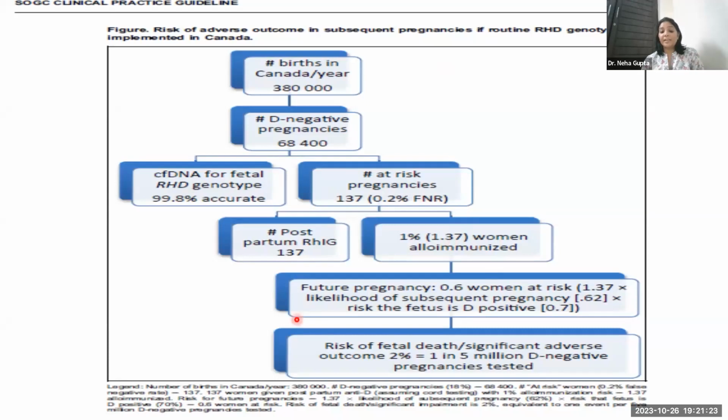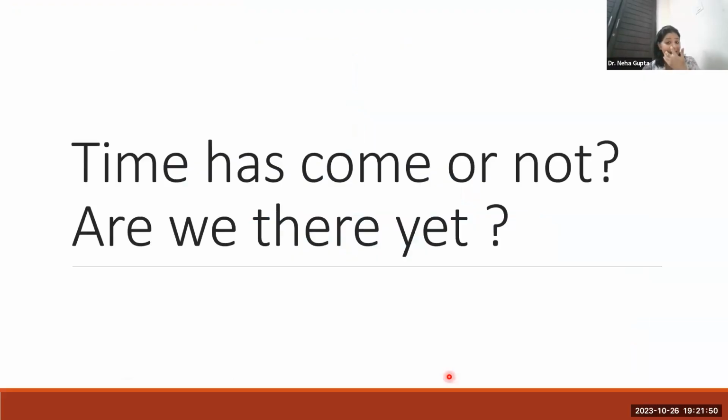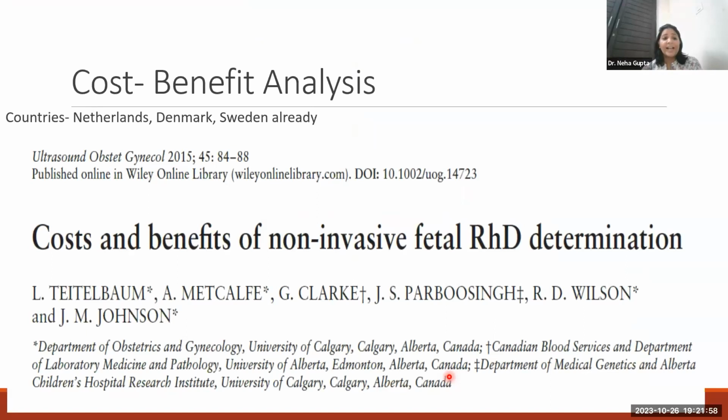Now, in the subsequent pregnancy, 0.6 women will be at risk, that is 1.37 considering the chances of a subsequent pregnancy and the risk of the fetus being D positive. So 0.6 women will be at risk. And the risk of fetal death or significant adverse outcome is around 2%. So the chance of having a significant adverse outcome is 1 in 5 million of D negative pregnancies that undergo fetal RhD genotyping. So has the time really come for implementing it for all Rh negative pregnancies? There has been a lot of cost-benefit analysis going on.